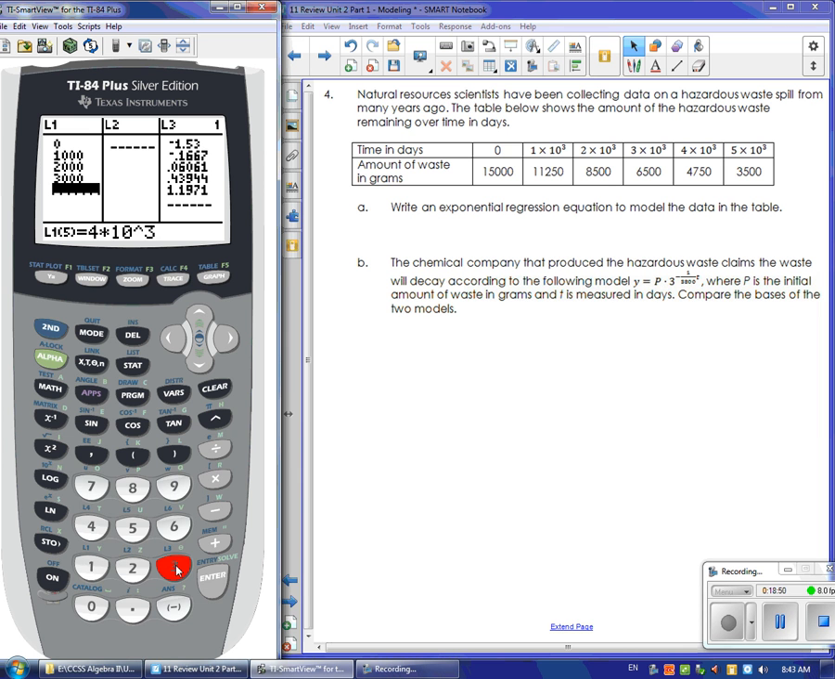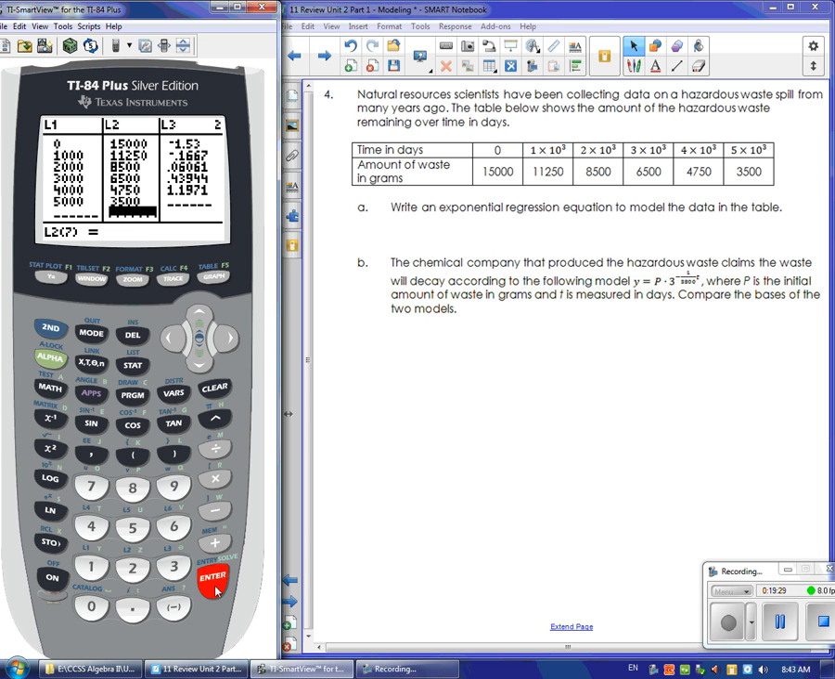But don't let the scientific notation confuse you. Just type it in the way you see it. Okay, and the calculator will evaluate that for you. The amount of waste, so we've got 15,000. I guess that's grams. And then it decayed to 11,250, to 8,500, to 6,500, to 4,750, and to 3,500.